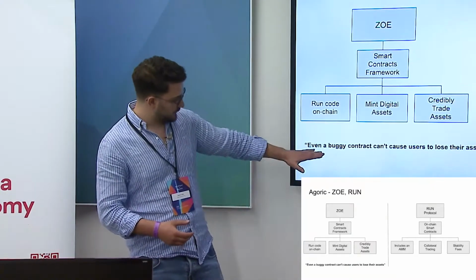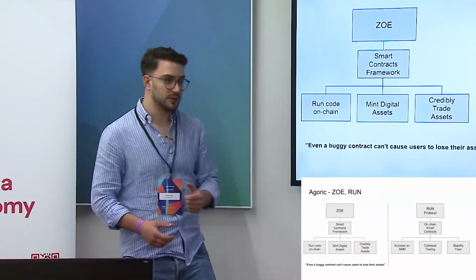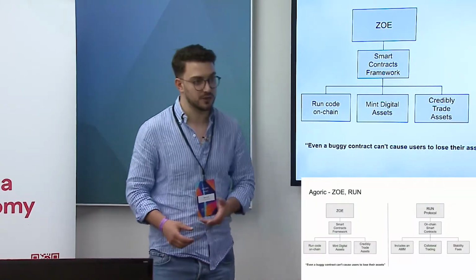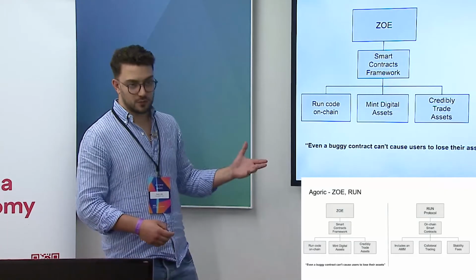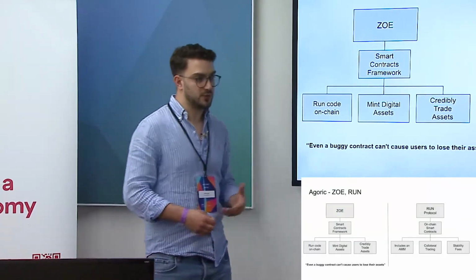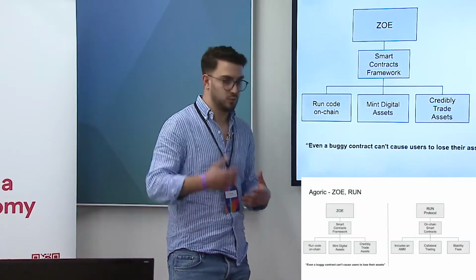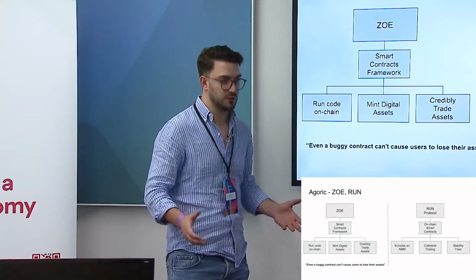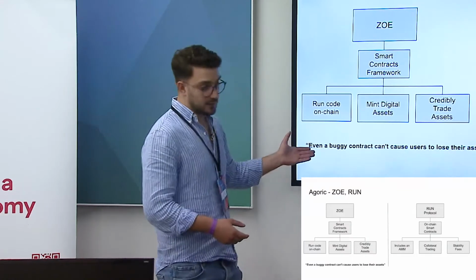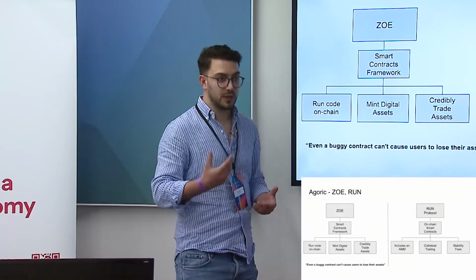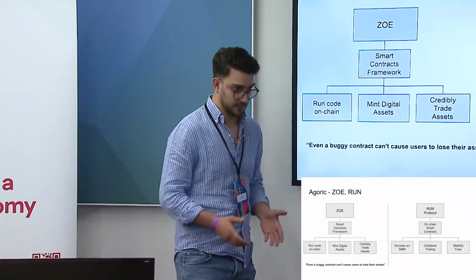And this is a quote that I took off Agoric's webpage, which is even a buggy contract can't cause users to lose their assets. And I think this is one of the things that Agoric brings that has a high value, because we have all heard of users losing millions and millions. This won't happen here. You either get what you want or you get what you gave. That's it.